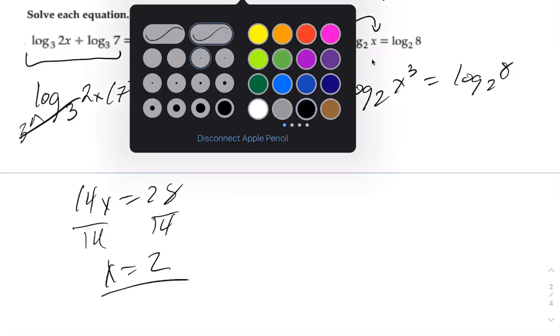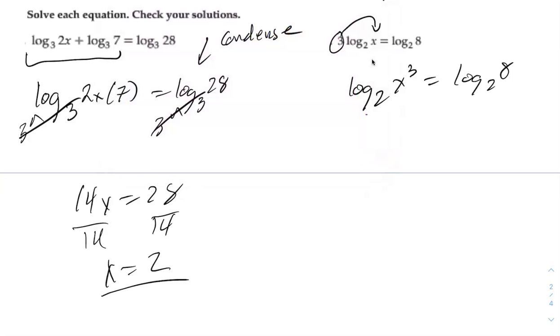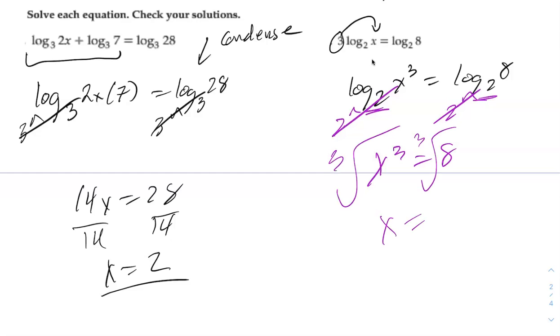And now I can get rid of the logs. Now there's only a log on each side. I can take the base of both sides. These cancel out. And I get x cubed equals 8. Cube root both sides. And x equals 2. There we go. That's the lesson.